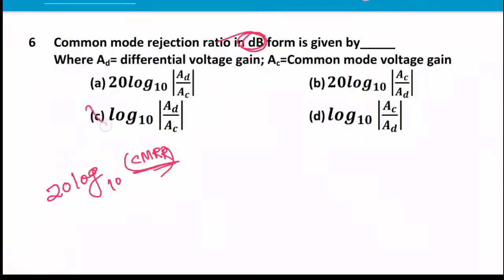So these options are not correct. So among A and B, option A is the correct answer, because CMRR has the correct expression, that is AD by AC, that is differential voltage gain by common mode voltage gain. This is the common mode rejection ratio. This is not correct.